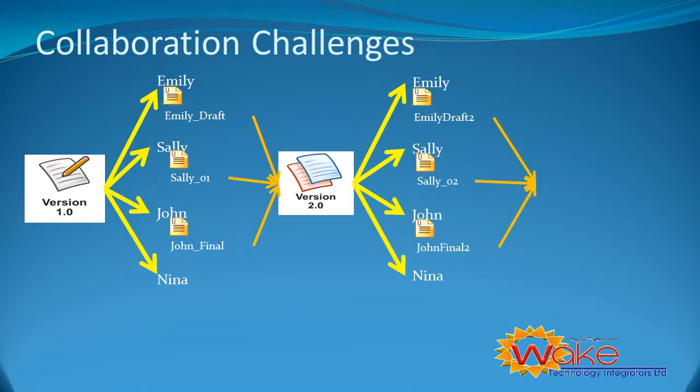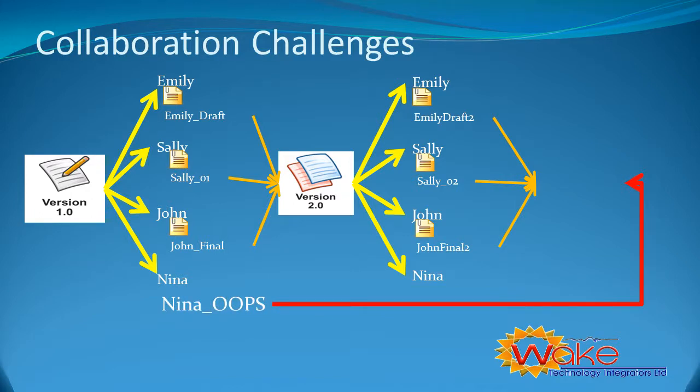Emily, Sally and John read through the version 2 document and make some more changes. At this point in time, Nina comes back from holiday and after going through loads of emails, she reads version 1 of the document. She modifies the copy she got with my first email. She can't really be blamed because she has too many emails to read.